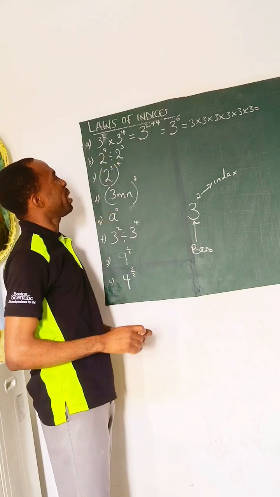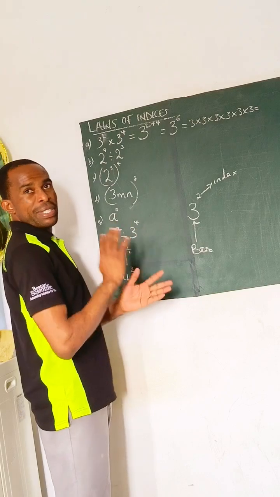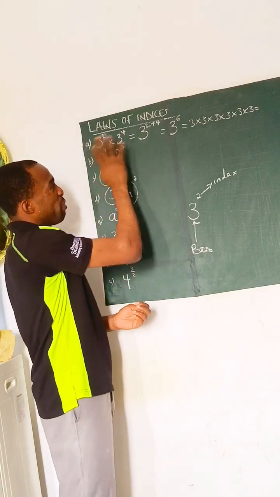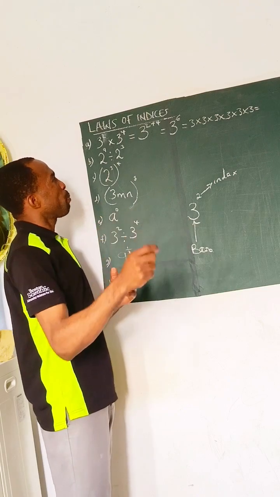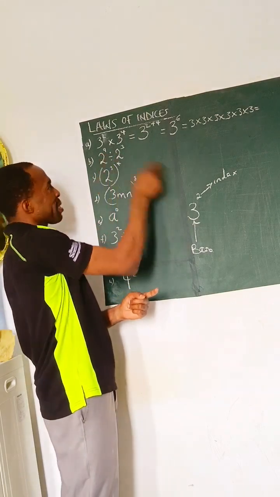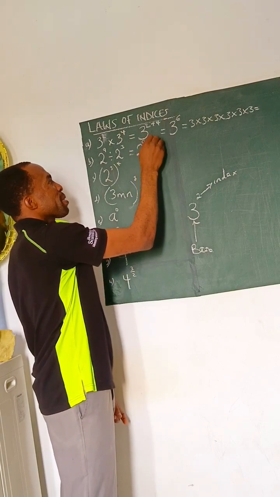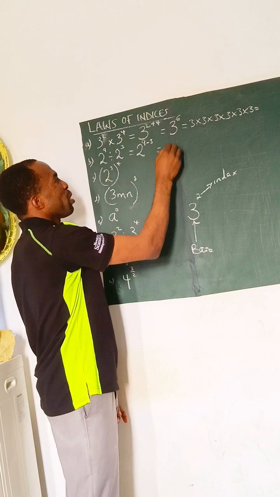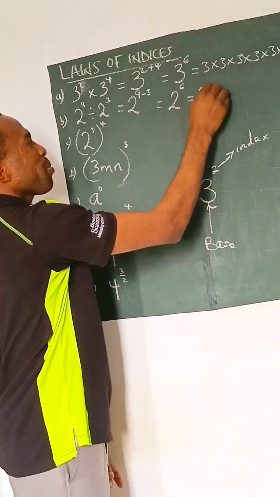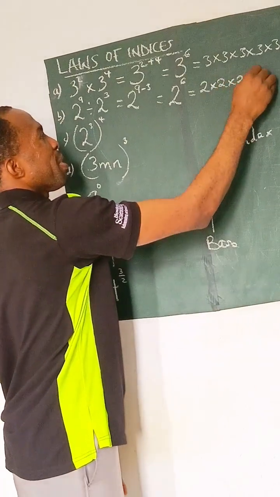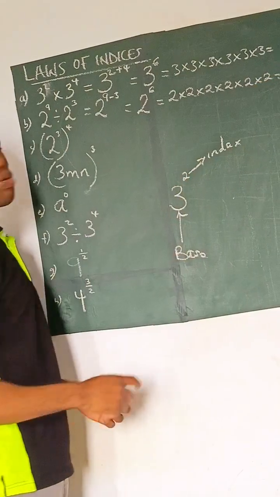Now, we have 2 raised to power 9 divided by 2 raised to power 3. We call this the division law. Same base, 2, you have different powers. The law states that we are going to subtract the power. So you subtract the smallest from the greatest. So this will become 2 raised to power 9 minus 3. Division law. So 2 raised to power 9 minus 3 is 6. So this will be 2 times 2 times 2 times 2 times 2 times 2. So whatever the answer is, you have it there.